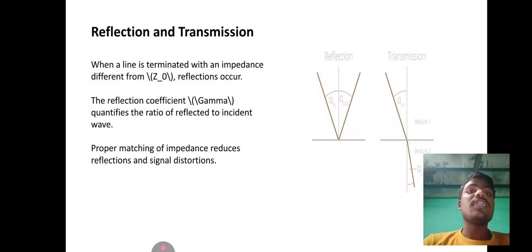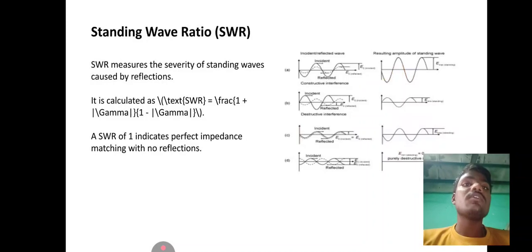Reflection and transmission. When a line is terminated with an impedance different from Z0, reflections occur. The reflection coefficient gamma quantifies the ratio of reflected to incident wave. Proper matching of impedance reduces reflection and signal distortion.